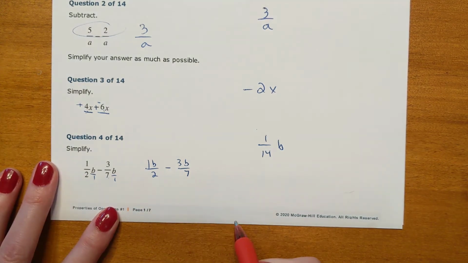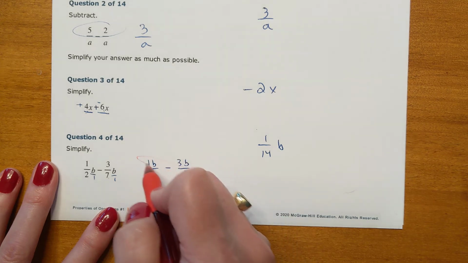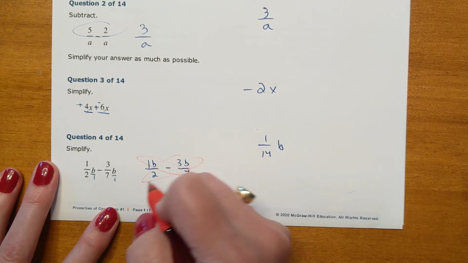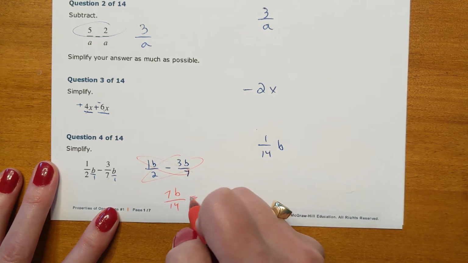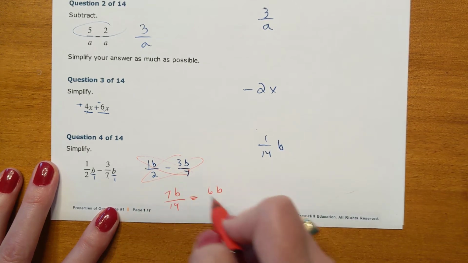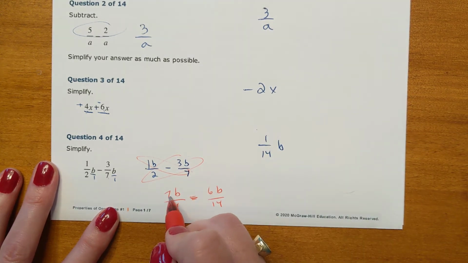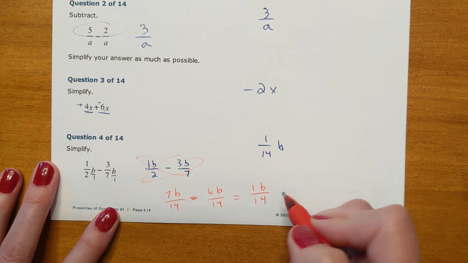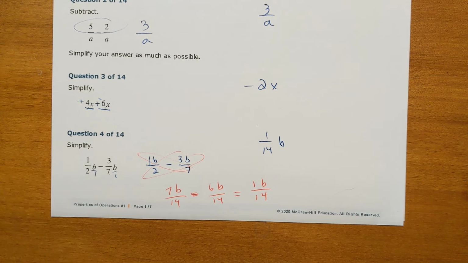2 times 7, 14. Or what you can do is multiply across. 7 times 1b is 7b, and then 7 times 2 is 14. 2 times 3 is 6b, and then 2 times 7, 14. And then 7 minus 6 is 1b. So 1b over 14, or you could say 1/14 b, pulling it apart. Either answer is nice. Again, it'd be really nice if you could just work that out on your own.